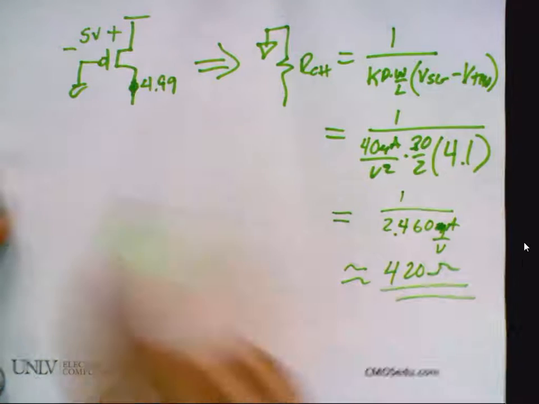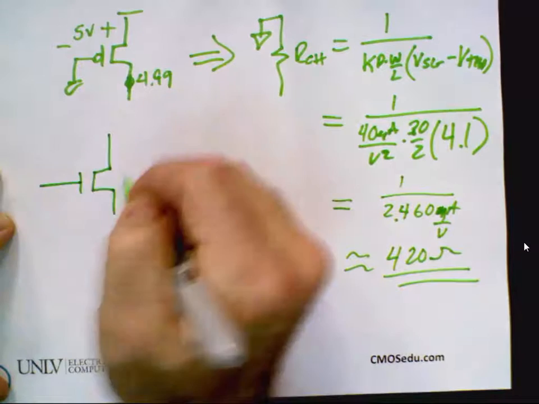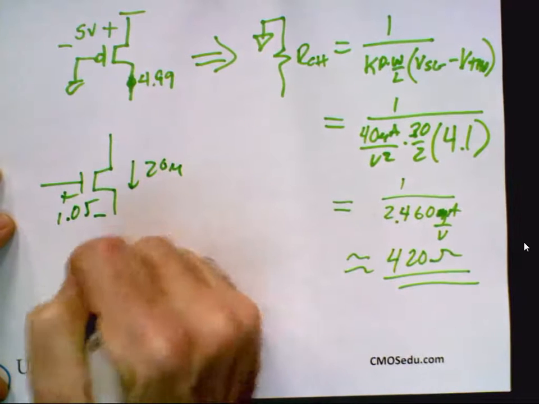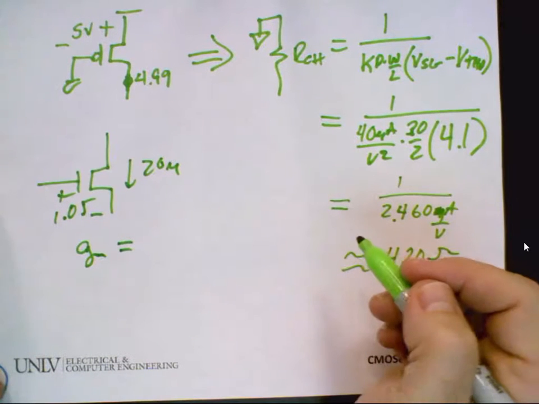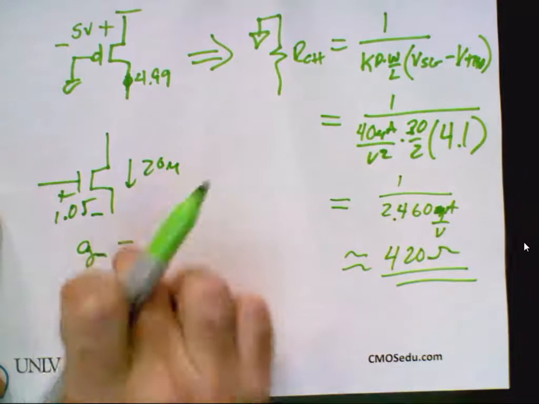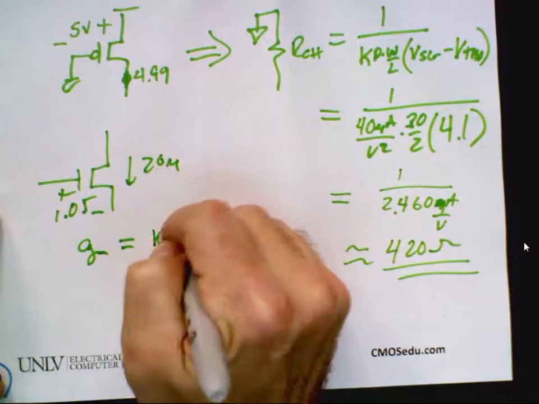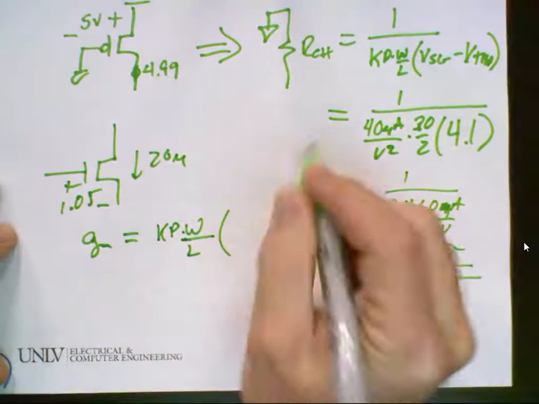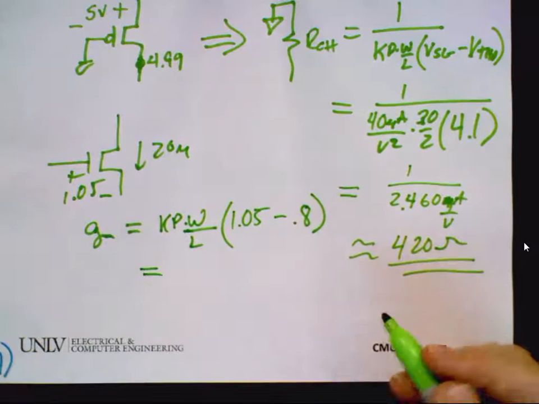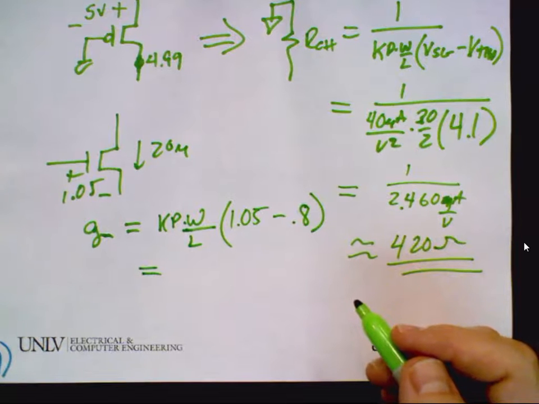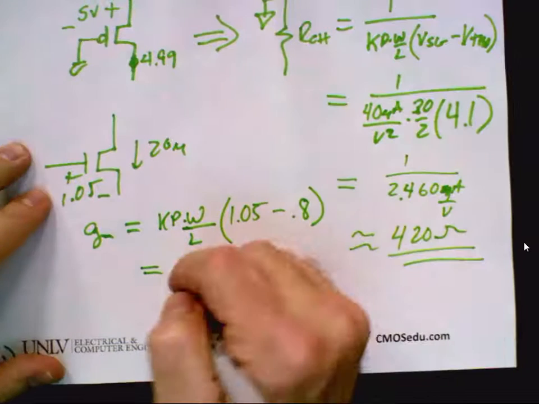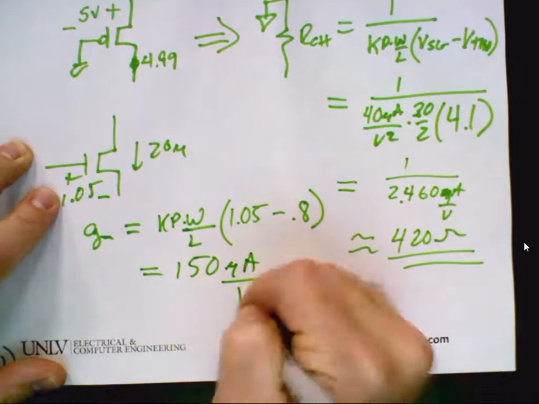Okay, I got a couple questions. We calculated this last time. I know there's 20 microamps flowing through there, and I know VSG is 1.05. What was the GM of the NMOS? Well, no one remembers. It's Kp times W over L times 1.05 minus 0.8, which ended up giving us what? 150, if I remember correctly. Yep, 150 on the bottom of page 283. We've gone over this already as well. Any questions about that?